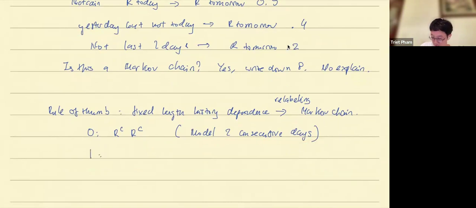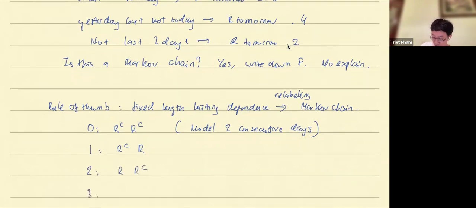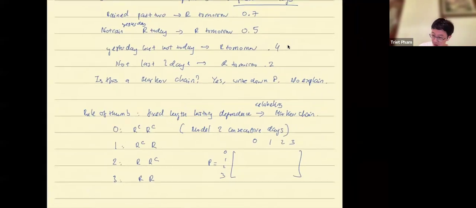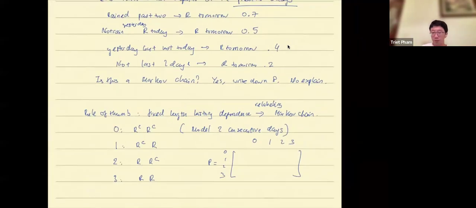So 1, let's say, is not rain on the previous day, rain today. 2, swap that: rain the previous day, but not rain today. 3, rain on both. Okay. So let's see if you can write down the transition probability with this.